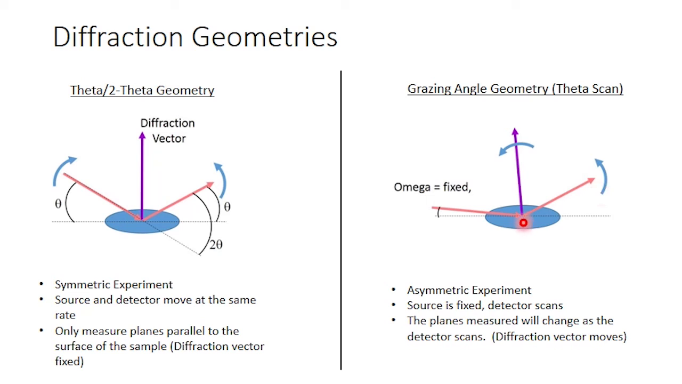Now, when we do this, this is called an asymmetric experiment, and you'll notice that this diffraction vector is moving. That means the orientation of the planes that we are probing changes during the course of the experiment, which is different than what we saw with the theta to theta geometry, where this diffraction vector was constant.